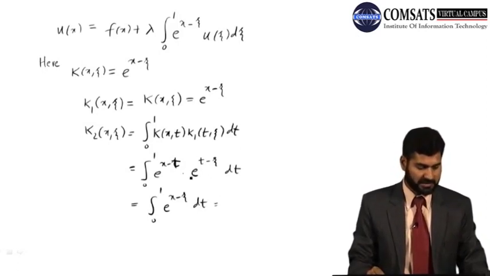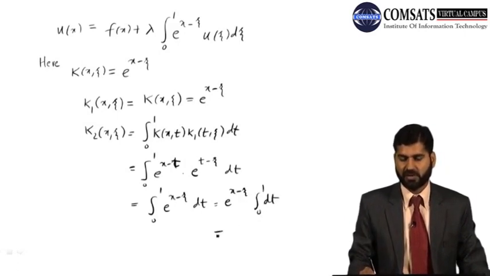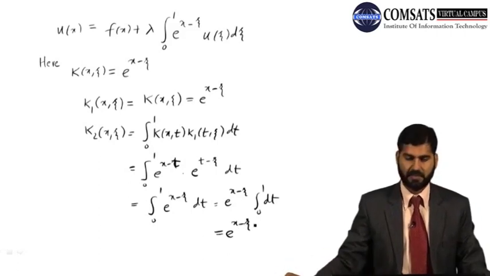So you got x minus xi, and x minus xi is free of t. So you got e to the x minus xi, integral from 0 to 1 dt, which is 1. So you got e to the x minus xi. This is your second kernel.